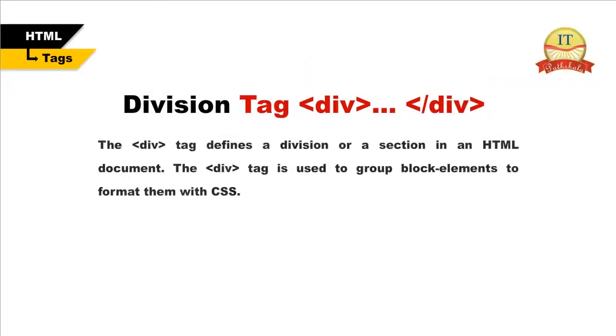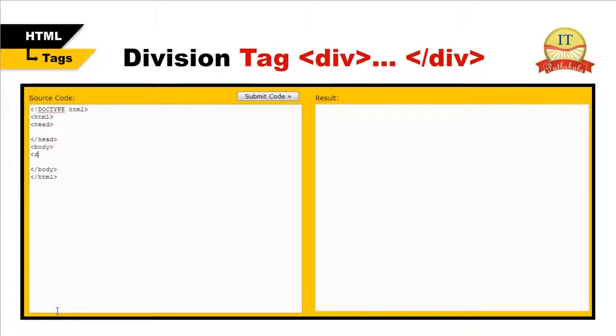Div or division tag. The div tag defines a division or a section in an HTML document. The div tag is used to group block elements to format them with CSS. In the following example, we shall add some text inside the div tag and then style the div with the blue color so that the text appears in the blue color on the final screen.